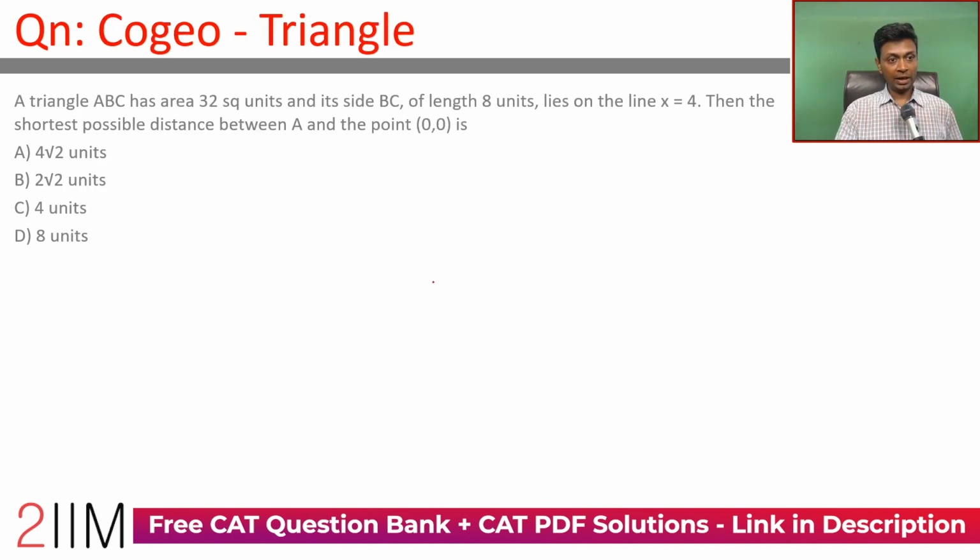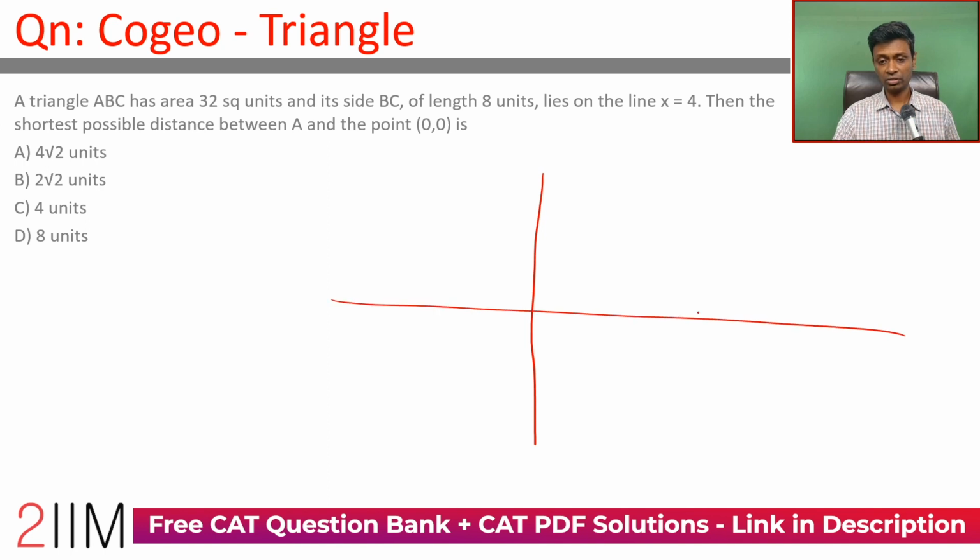A triangle ABC has area 32 square units and its side BC of length 8 units lies on the line x equal to 4. Fine. X equal to 4, let's say 1, 2, 3, 4, x equal to 4 is a line parallel to the y-axis. This is 0, 0. This is the line x equal to 4. So BC measures 8 units and it's somewhere here. It lies on this. It could be cutting the x-axis. It could be completely in the first quadrant. It could be completely in the fourth quadrant. That line segment. Area is 32 square units.